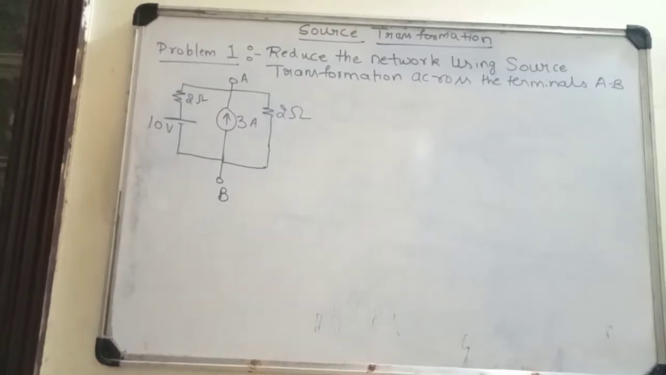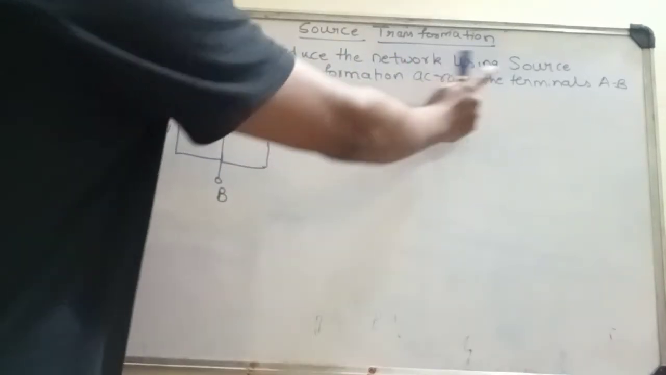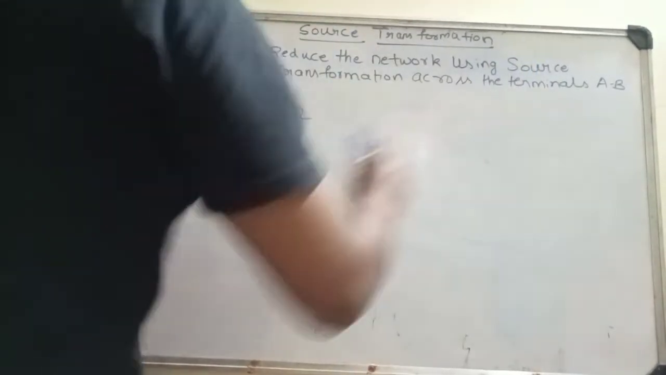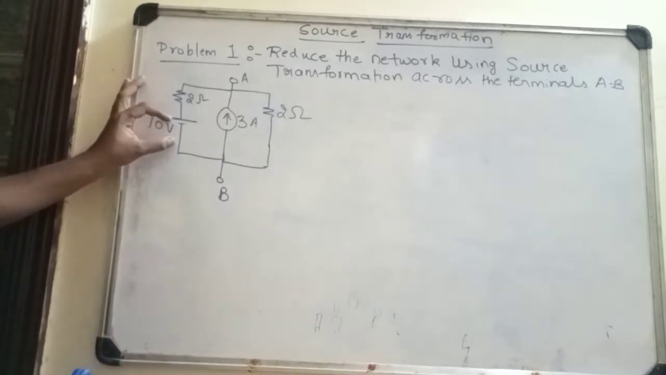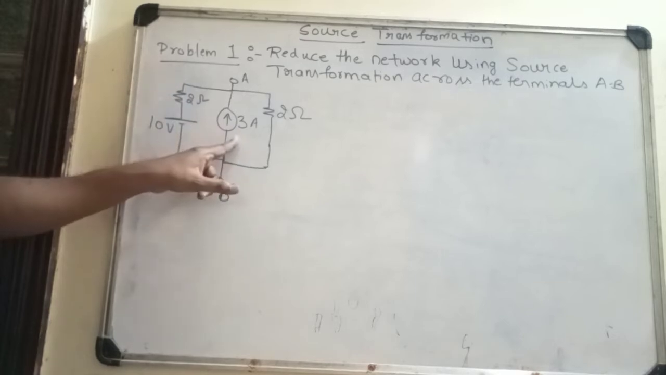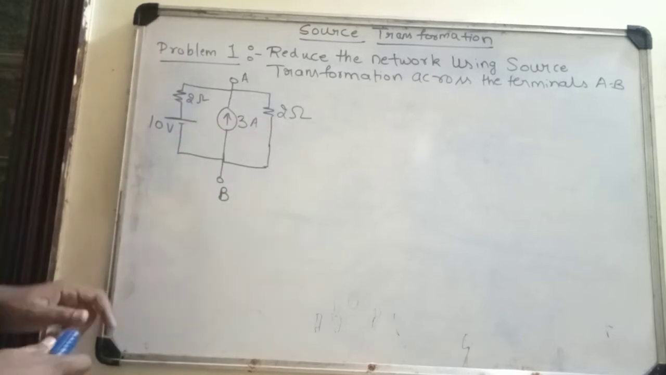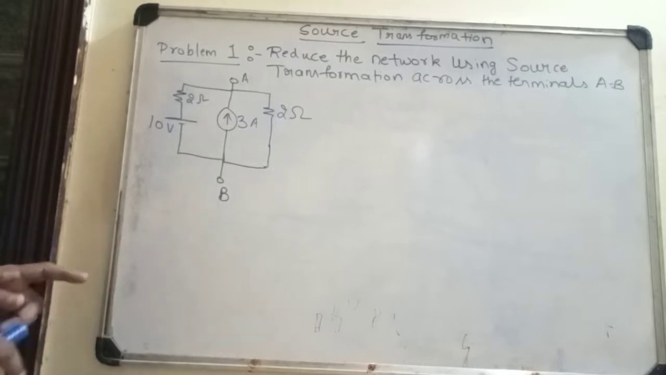So let's say problem 1. Reduce the network using source transformation across the terminals AB. So here we have a voltage source with 10 volts in series with 2 ohm, and a current source in parallel with 2 ohm. Now I have to reduce this circuit to either a single voltage source or a single current source.